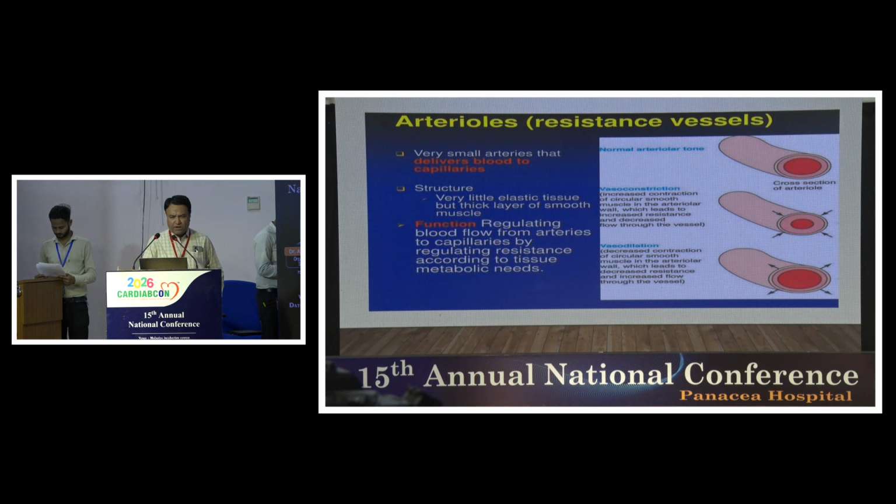So arterioles actually are the small and medium sized vessels, very small arteries, and they deliver the blood to the capillaries and have very little elastic tissue, but there is a thick layer of smooth muscle, and regulation of flow from these arteries to capillaries regulates the resistance according to the metabolic needs of the tissue, where earlier I have described the vasodilator, vasoconstrictor factors. These factors are going to decide the vascular tone.